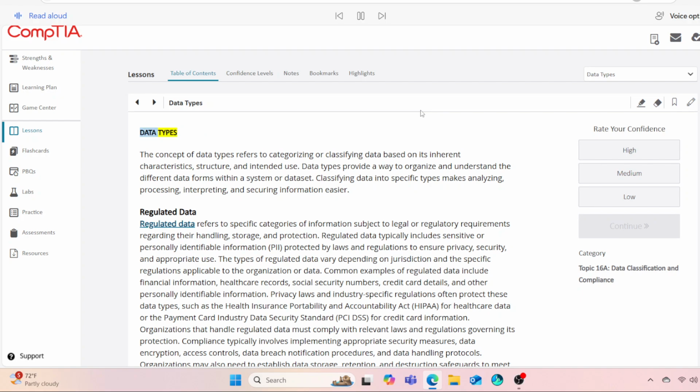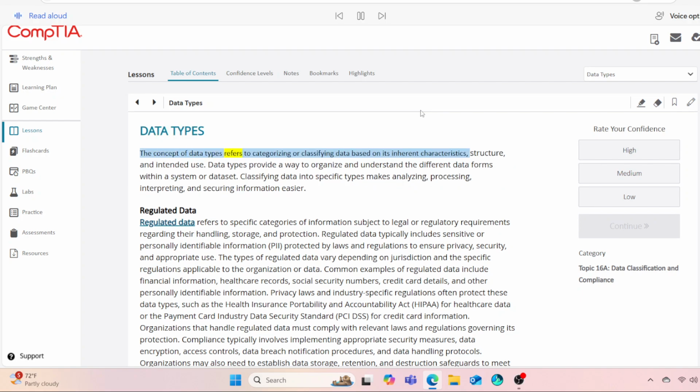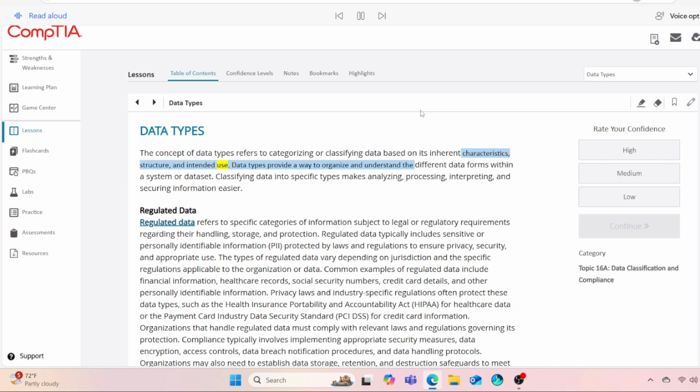Data types. The concept of data types refers to categorizing or classifying data based on its inherent characteristics, structure, and intended use. Data types provide a way to organize and understand the different data forms within a system or dataset. Classifying data into specific types makes analyzing, processing, interpreting, and securing information easier.